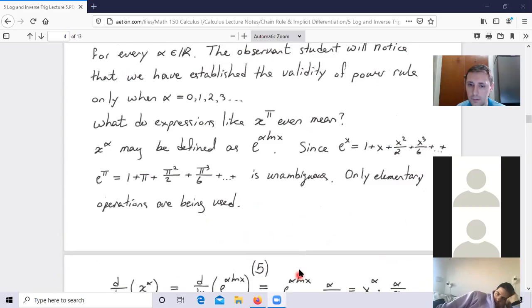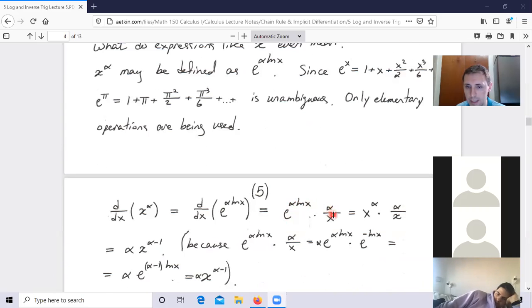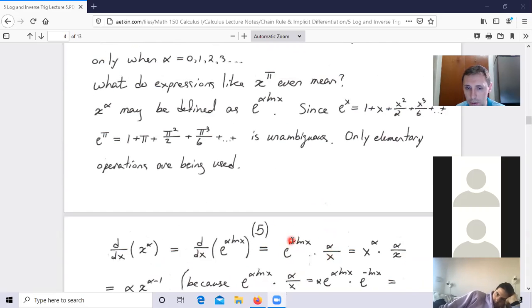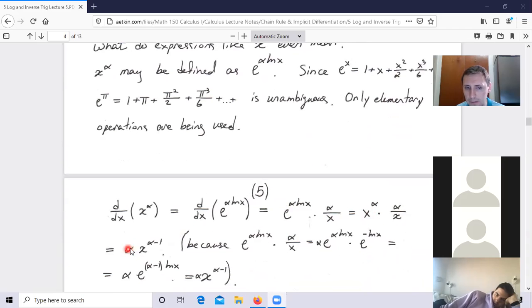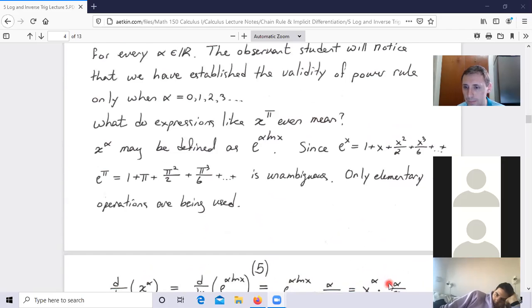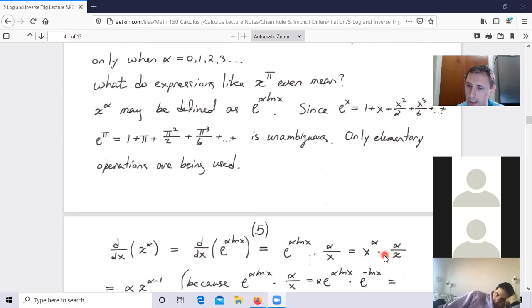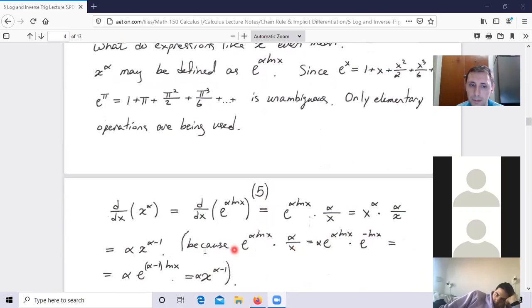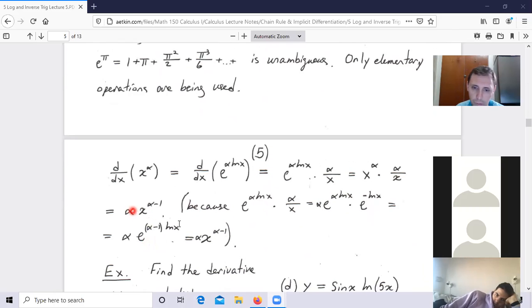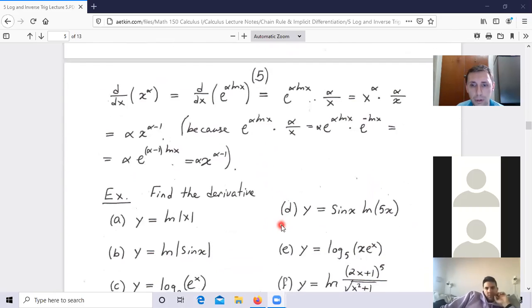Then when I take the derivative, it's e to the alpha ln x times the derivative of alpha ln x, which is alpha over x. Now e to the alpha ln x is x to the alpha, times alpha over x. I can simplify, subtracting exponents: it's alpha x to the alpha minus 1. So the rule continues to work for all real numbers. That's how I can establish it. There are still lots of other issues if you're interested, but I will not continue confusing you further. I hope you understood what I said.